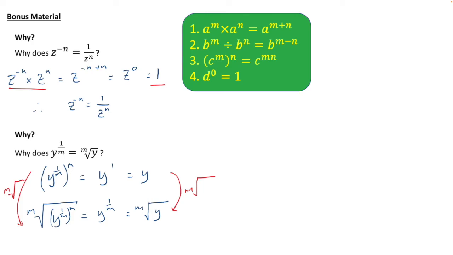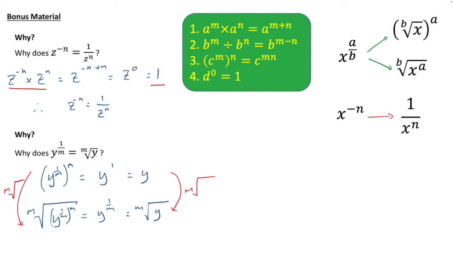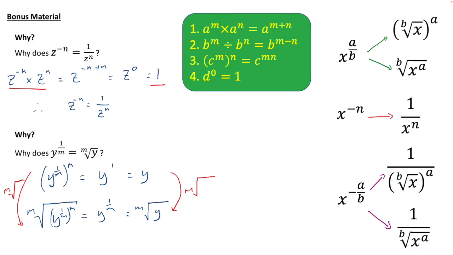And then, just as a final little thing, we can collect up these various things we've been dealing with and summarise. So anything to the power of a over b, we can either call it the bth root of x to the power of a, or we can call it the bth root of x, all to the power of a. If we have x to the minus n, then that's the same as 1 over x to the n. And if we put those together and look at x to the minus a over b, we get 1 over the bth root of x all to the power of a, or we could do 1 over the bth root of x to the power of a.